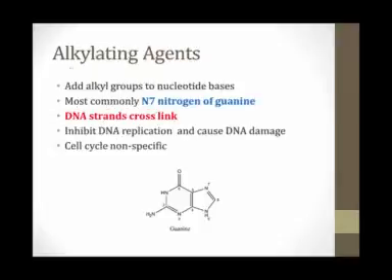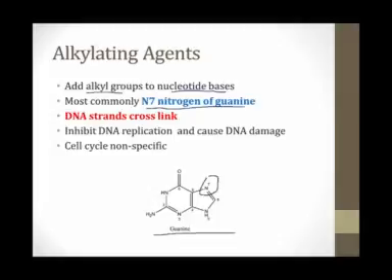So an alkylating agent is a drug that adds an alkyl group to a nucleotide base in DNA. Most commonly, the chemotherapy alkylating agents add an alkyl group to the N7 nitrogen of the base guanine. Guanine's chemical structure is shown at the bottom of the screen. Each of the atoms is numbered and the N7 nitrogen is found right here. And this is the portion of the molecule that will have an alkyl group added to it by an alkylating drug. This will lead to cross-linking of DNA strands, and this will inhibit DNA replication and also cause DNA damage, and this will lead to cell death. And this is why these drugs are effective in malignancies.